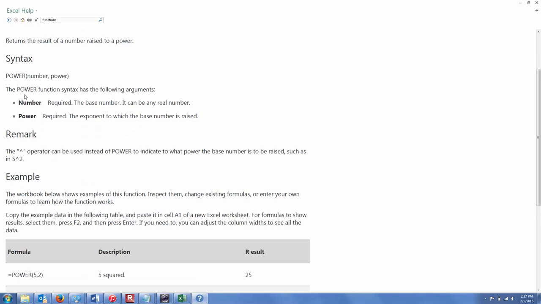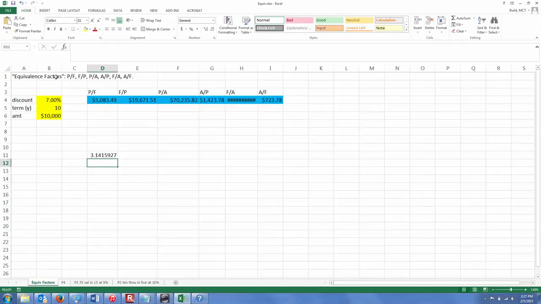So the power function itself has 2 arguments, and one is the number or the base, and the other one is whatever power you're raising it to. So here's the first. Everything before the comma is the number. Everything after the comma is the exponent. So if we click on this, sorry, the colors are kind of weird, but that first one right there is B6. So B6 is, in this case, the present value. And you have to use the star for multiplication in Excel. And then 1 plus the interest rate, that's B4, and then to the 10th power.